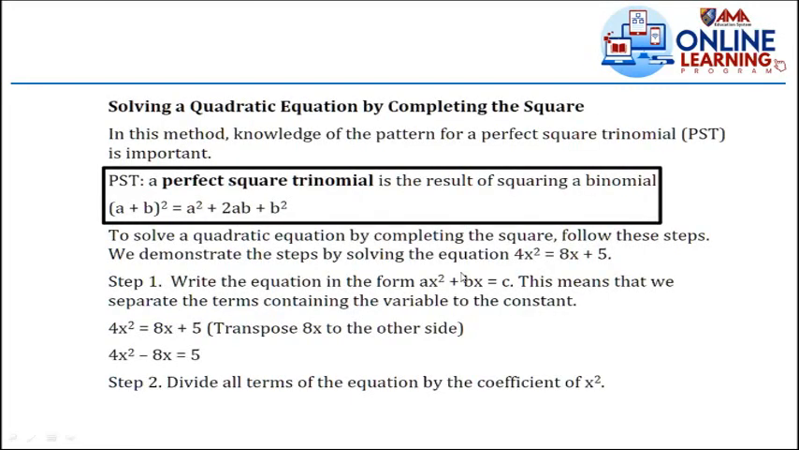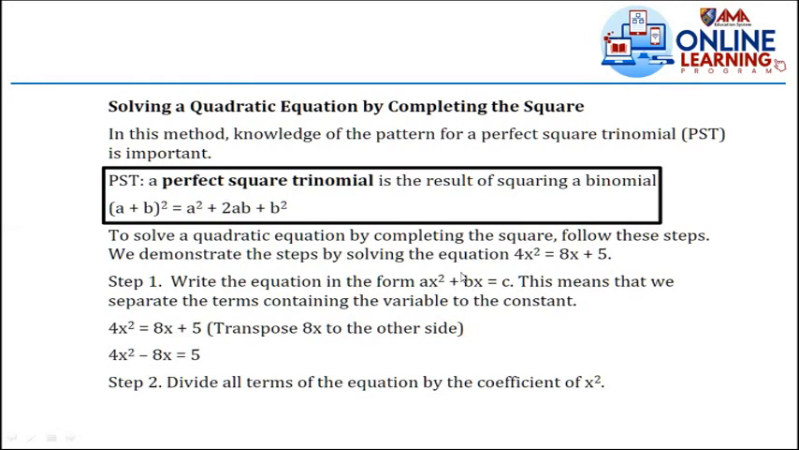Okay? Next, we have solving a quadratic equation by completing the square. Okay? So we have now our second solution. We are already done with factoring. In this method, knowledge of the pattern for a perfect square trinomial is important. A perfect square trinomial is the result of squaring a binomial. We have a plus b raised to 2, that is the same as a squared plus 2ab plus b squared.